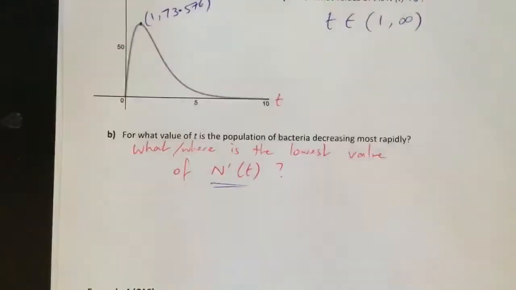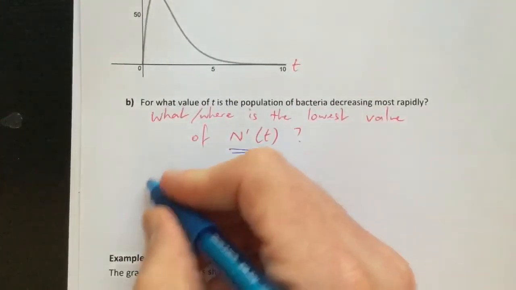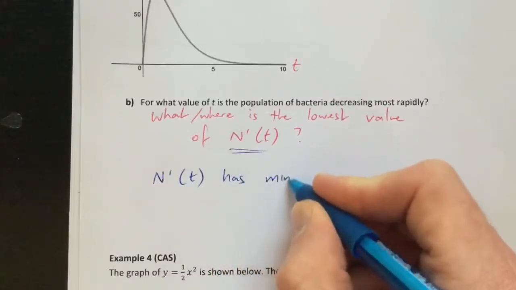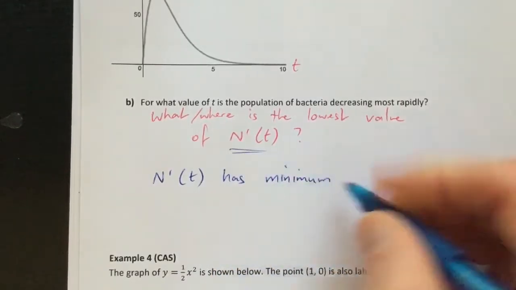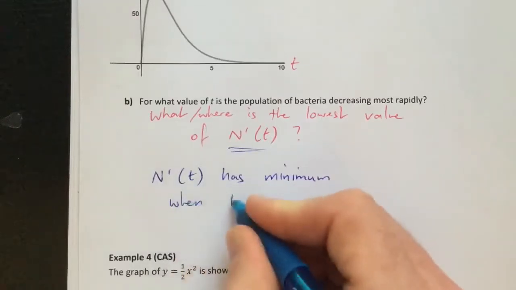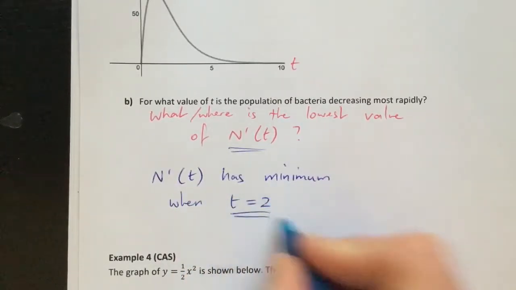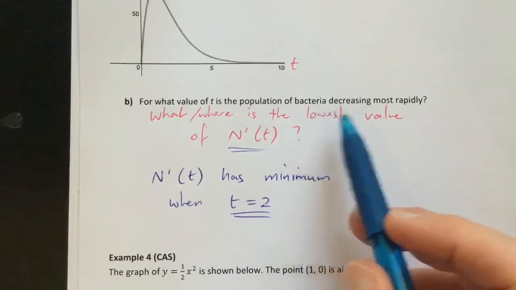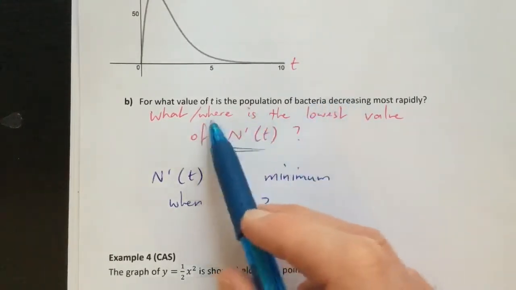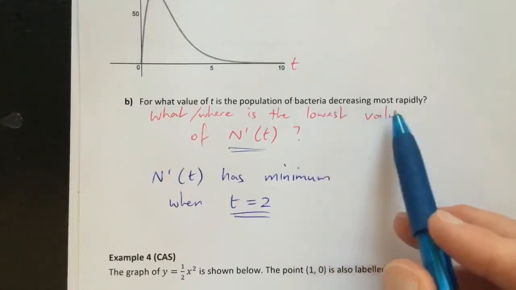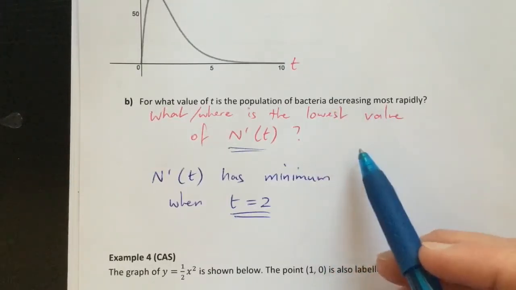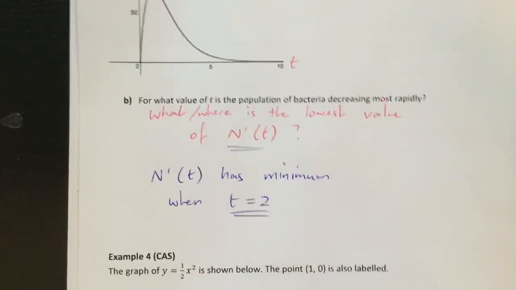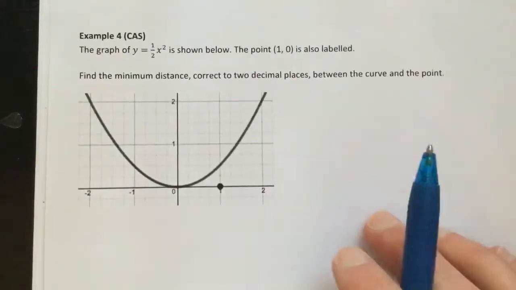And so we could say, let's just say, n dash of t has a minimum when t equals 2. And t equals 2 is our answer for that question. So it's one to read really carefully, because it's talking about the derivative and where the derivative is at its lowest, which is a little bit tricky. We're having to differentiate and then find a turning point for the derivative. Tough question.